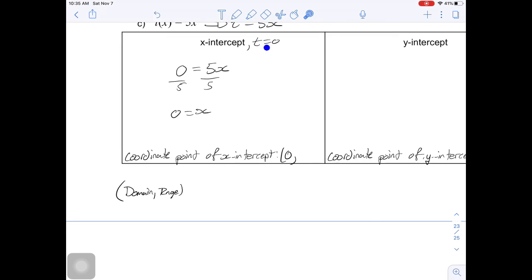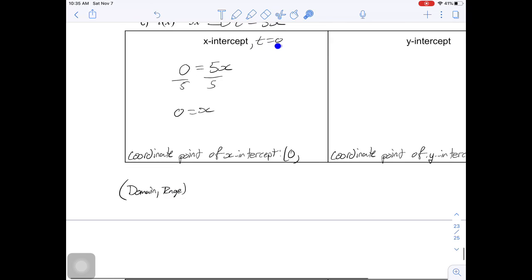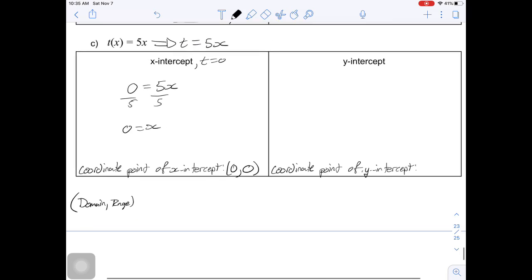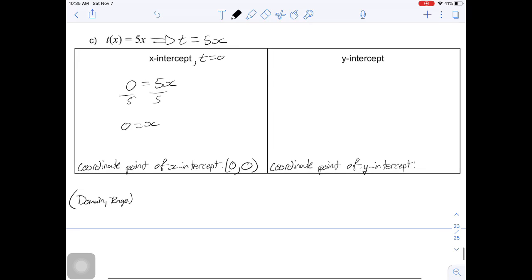And what was my y value or my range value? Well, that was t, which is 0. So it's 0 and 0. So my coordinate point, or my x-intercept, is actually the origin point here. Let's do one more. So y-intercept.